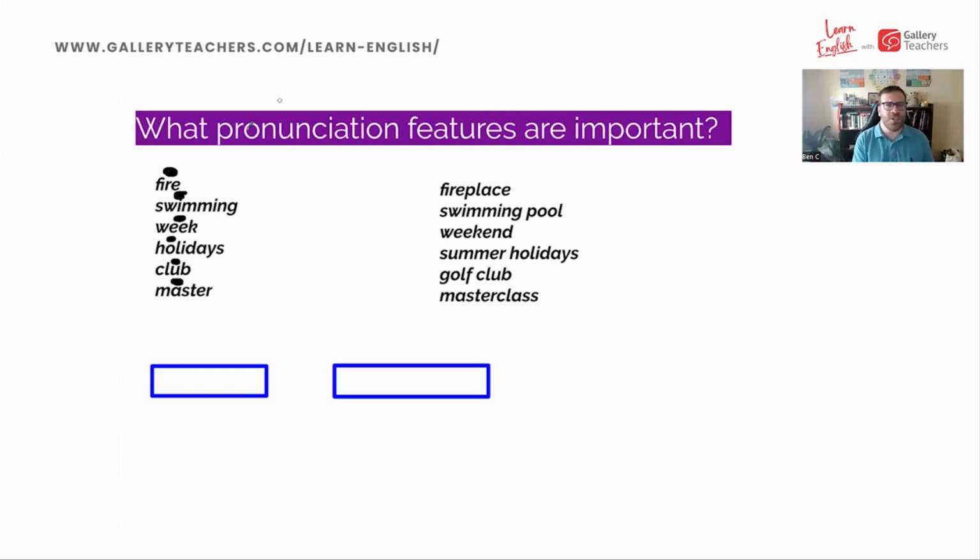But what changes then when we put these nouns into a compound noun? Let's see. Do we say fireplace or fireplace? The first syllable, or the second syllable? In the chat, tell me, is it the first or the second? Fireplace, fireplace.